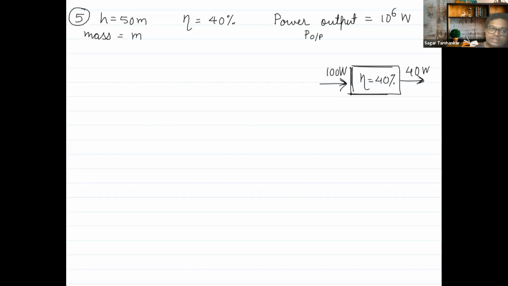Now here what is happening? So this is a water reservoir, and water is dropping from a height of 50 meters.